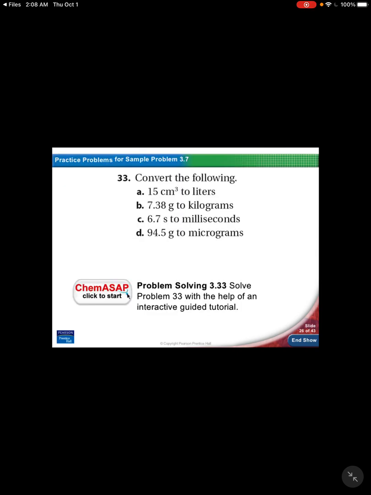So that's really about it. You know, there are some other conversions, seconds to milliseconds, grams to micrograms.